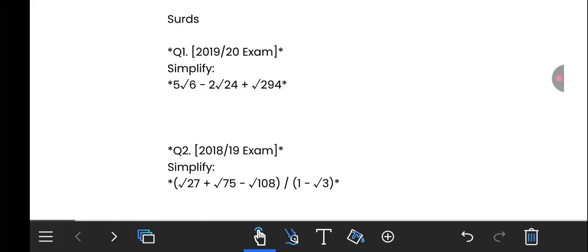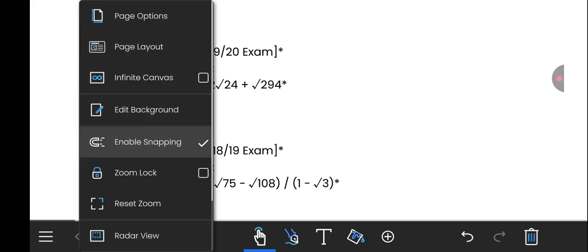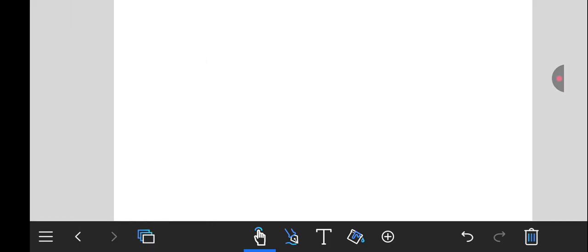Okay, so I have these questions with me here from the 2019 and 2020 exam. Simplify that, it is a Surd, and also from 2018 to 2019, simplify that, which is also a Surd. So let's understand a few things here even before we can answer this question. Let's try to understand what Surds are.